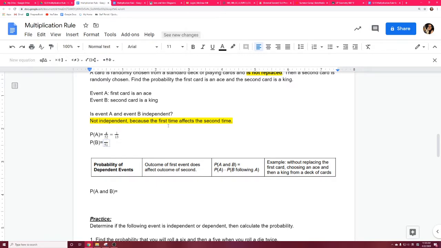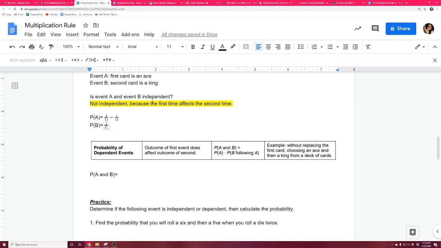And then how many kings are left? Again, you have 4 kings left, because the first time we got an ace, we didn't get a king. So on the top, still 4. And over here, can you reduce? I don't think so. So leave your fraction like that. Okay? Over here, I should probably add a little bit: event B will be the second card is a king when the first card is an ace. Okay? All right.